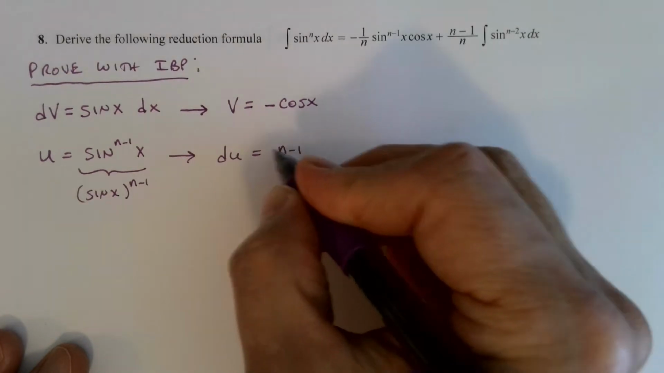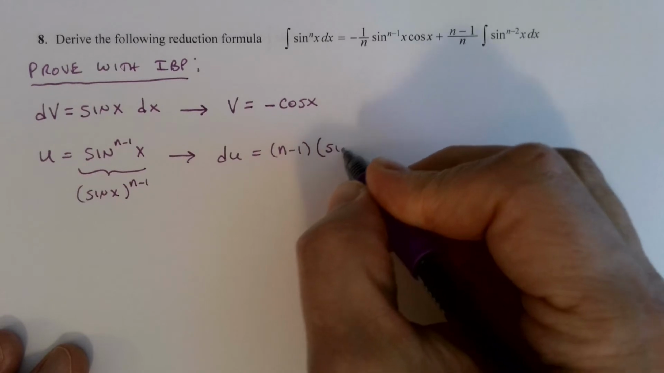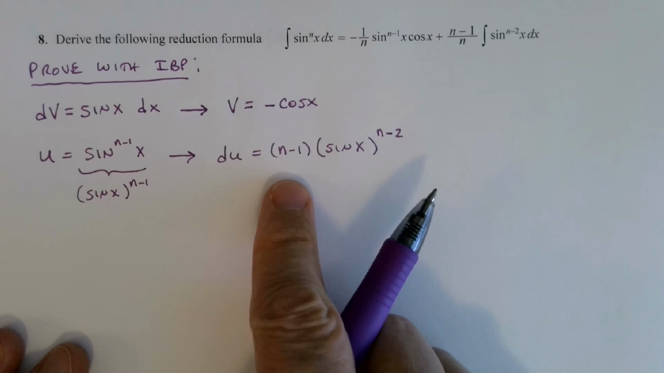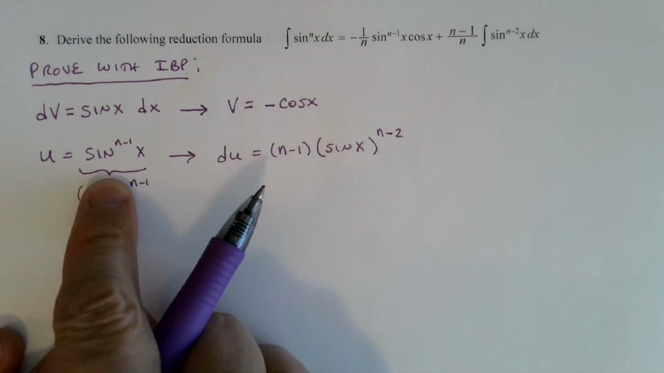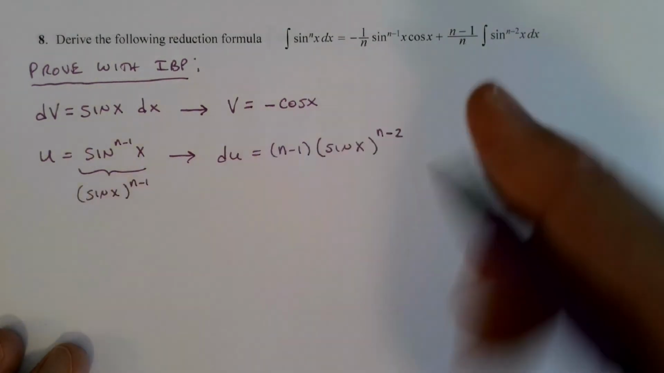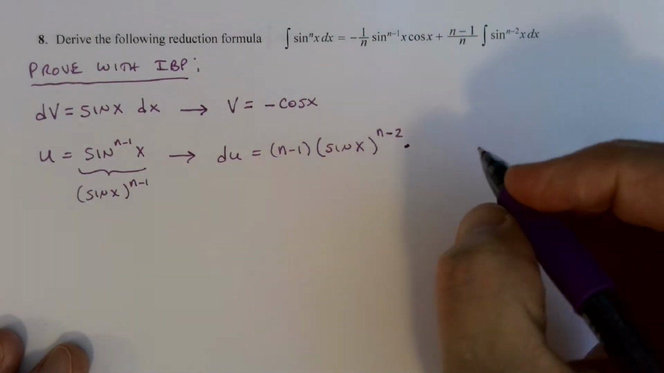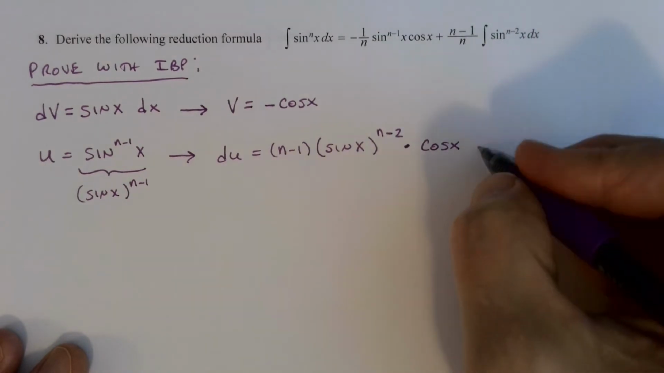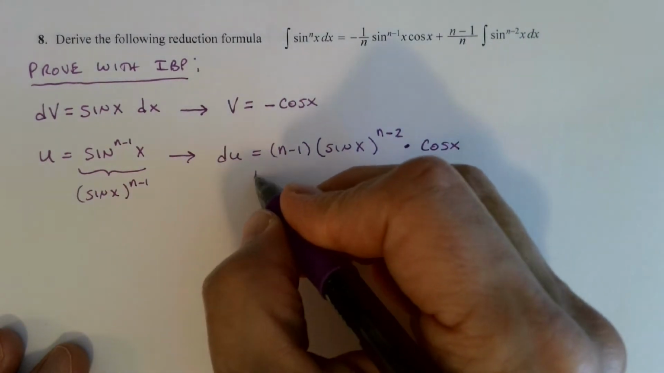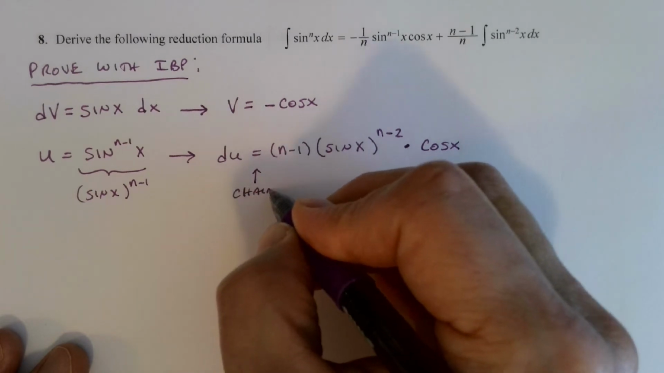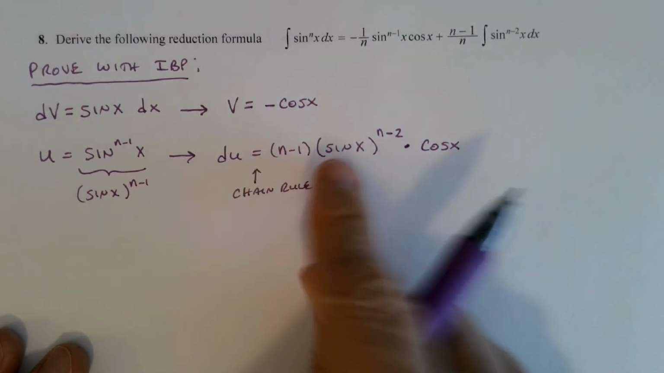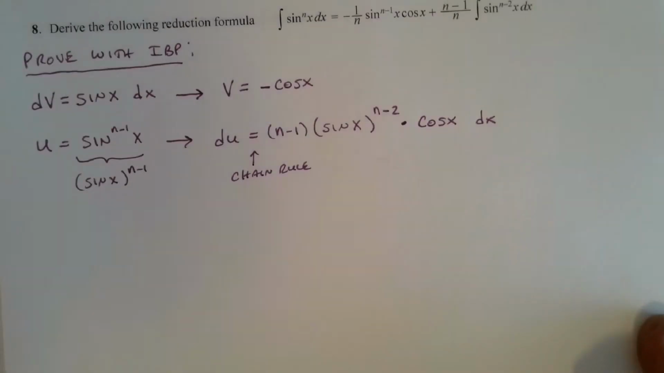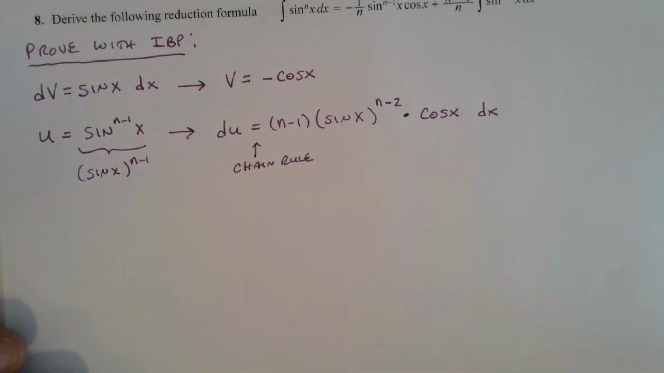The n minus 1 comes down, to the what power? Subtract 1 from n minus 1 gives me n minus 2. So that's the outer function. The derivative of u to the n minus 1 is n minus 1 times u to the n minus 2 times the derivative of the inner function. What's the derivative of sine of x? Cosine of x. So this is by the chain rule. So du is this dx. You might say, oh my gosh, that's a big mess. And you're right.